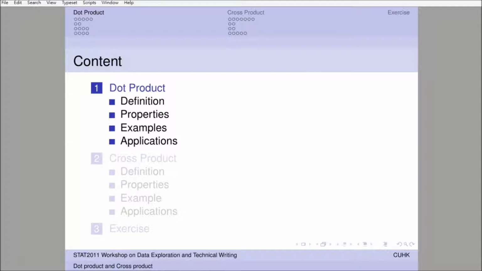We have two types of multiplication for vectors: dot product and cross product. We will first go through some definitions and examples. At the end, there will be some exercises for practice. Now, let's have a look at the dot product first.